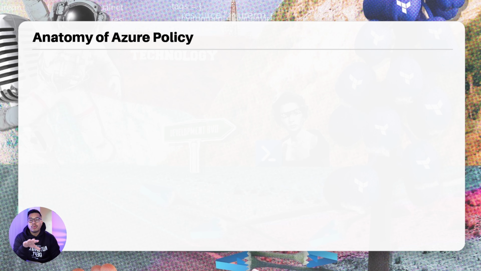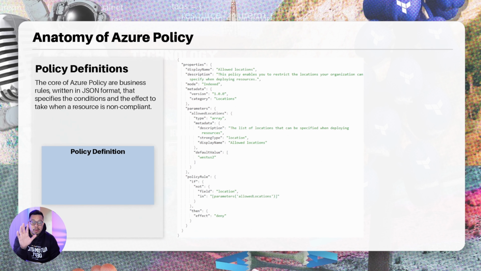So let's talk about the anatomy of an Azure policy. I got this idea of the name from watching a recent video by John Savill, which I'll link below, which is called Anatomy of Azure Policy. And it's great to walk through every component of Azure Policy. So let's talk about policy definitions.